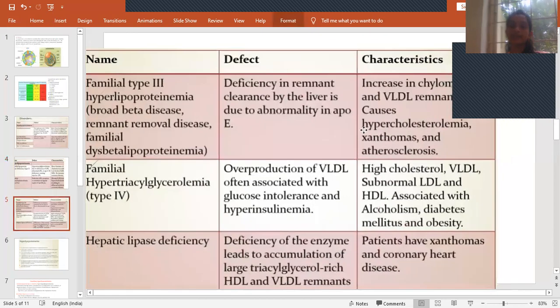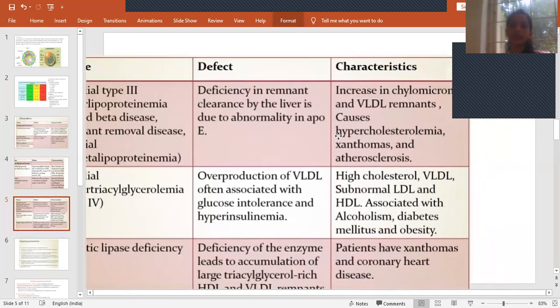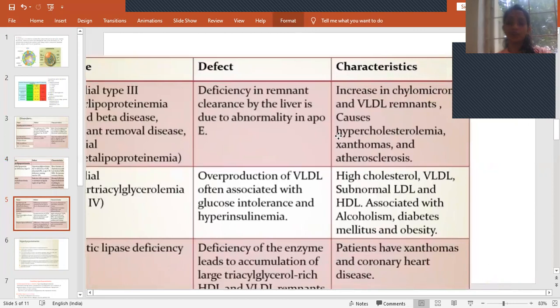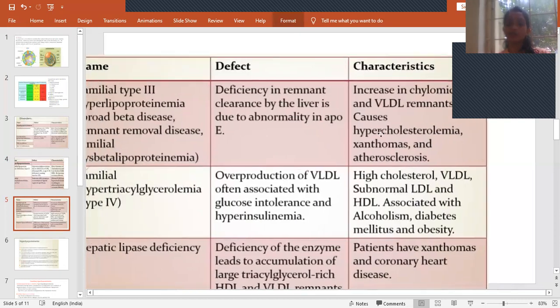And what are the characteristics? There is an increase in chylomicrons and VLDL remnants. That means whatever VLDL particles are left over get accumulated. So finally it causes hypercholesterolemia and xanthomas. Due to accumulation of these fat deposits, it causes xanthomas and atherosclerosis.